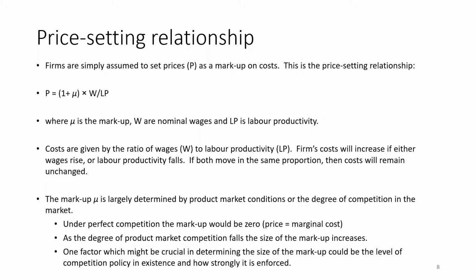Labour costs themselves are basically given as the ratio of nominal wages and labour productivity. As cash wages go up, the cost of hiring people also goes up. If labour productivity goes up, then labour costs are actually falling. And this is because if everybody is more productive, then we don't need to hire so many people in order to produce a given level of output. So our labour costs, in essence, fall.